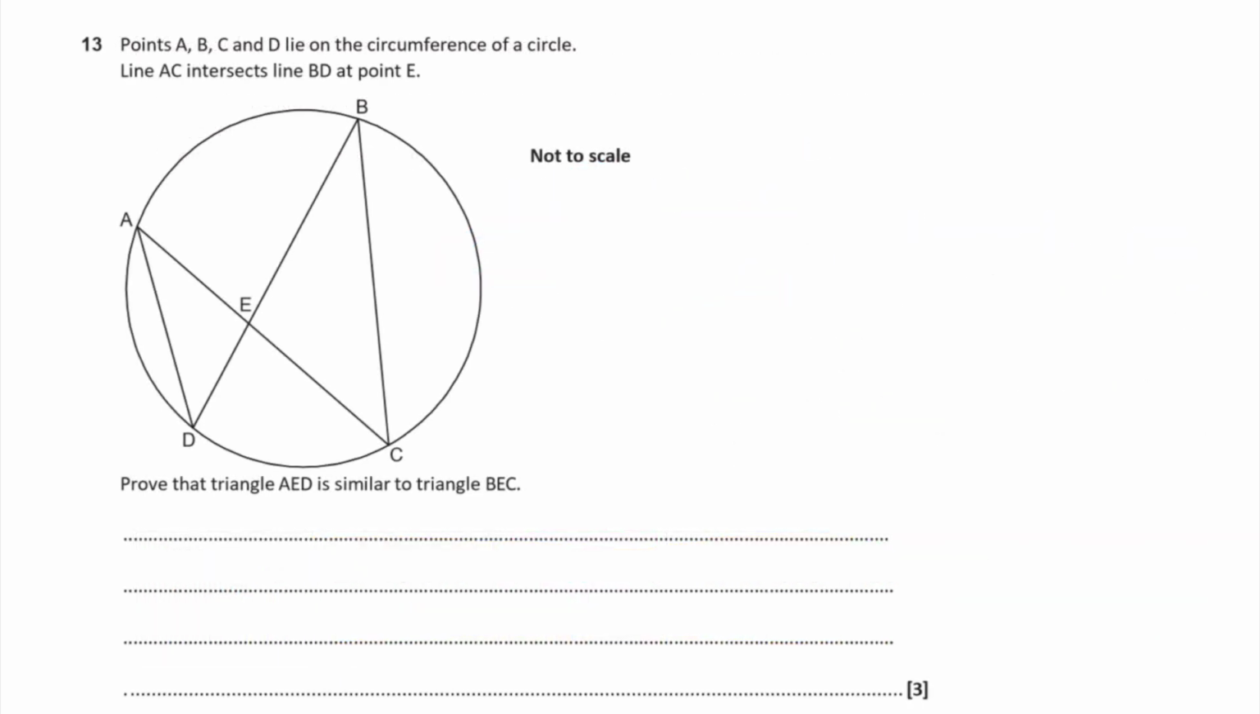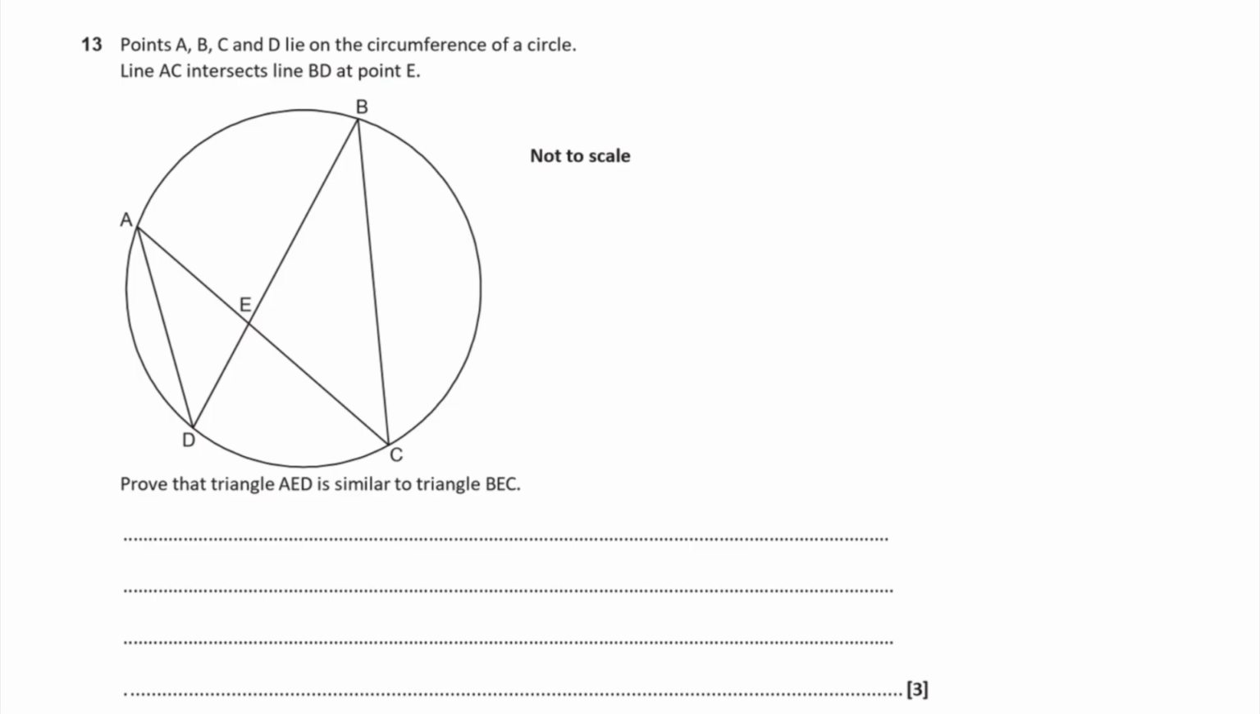Question 13. Points A, B, C, and D lie on the circumference of a circle. Line AC intersects line BD at point E. Prove that the triangle AED is similar to triangle BEC. Okay, so similarity means same angles. So what we need to show is that the three angles in AED match the three angles in BEC.